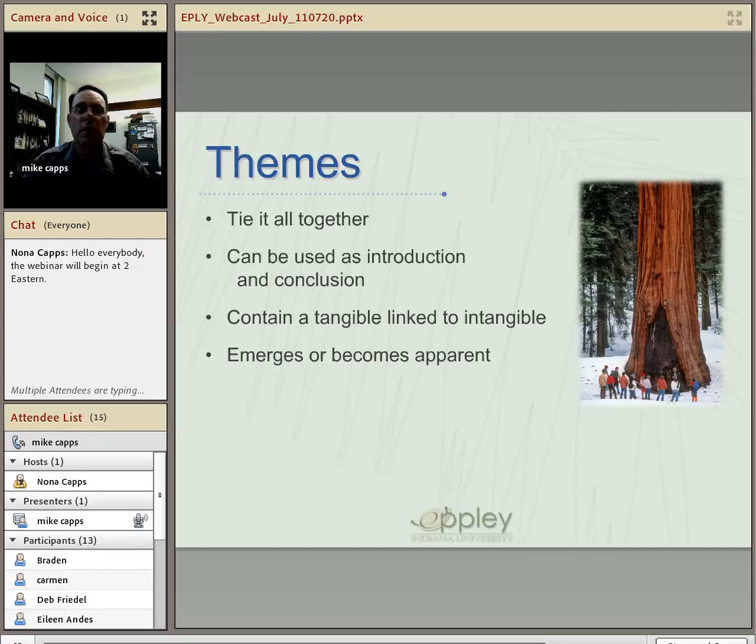Now, themes is kind of the whole thing wrapped up into one. It ties it all together. It can be used as an introduction and conclusion for your program, and it doesn't always necessarily have to be clearly stated as an introduction or a conclusion.